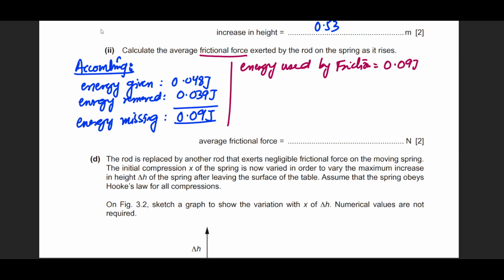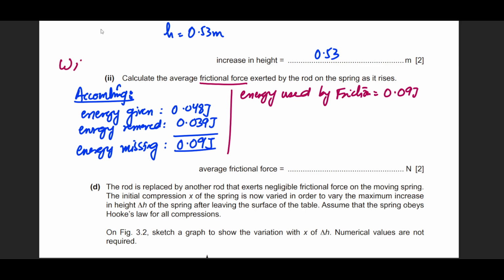Now, since we know that work done and energy have the same unit, energy is going to be the currency for the work done, and work done is finally when the machine uses up that currency for the work that you're trying to do. So work done for friction is equal to force of friction multiplied by the distance moved during that process. So work done is 0.09.